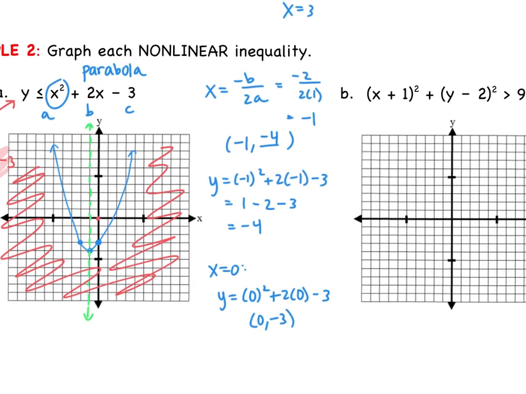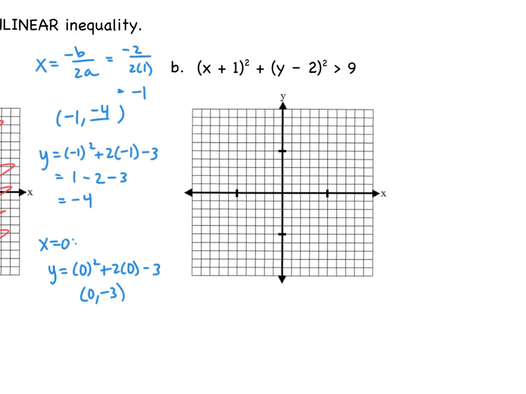Okay. In B, there is an x squared and a y squared. Anybody know what this graph is going to be? It's not a V, it's not a parabola. We got no ideas? This is a circle. So I guess we need to review the equation for a circle.